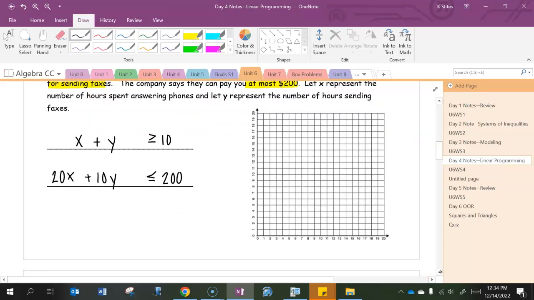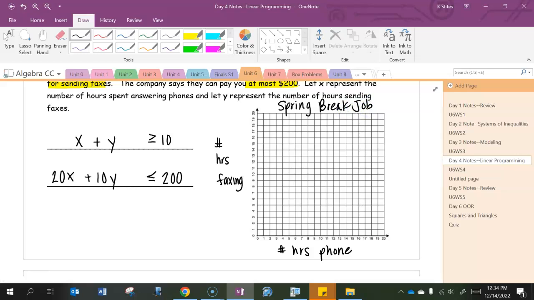Next thing I'm going to do is label down here at the bottom. They told me X is the number of hours on the phone and Y is the number of hours faxing. I should also put a title, so I'm just going to call this spring break job. All right, so now in order to graph this, what I need to do is either solve for Y or I can find the X and Y intercepts using a method we learned back in first semester.